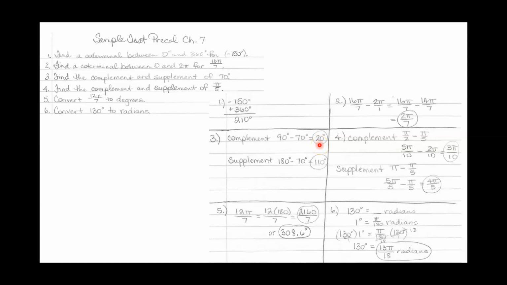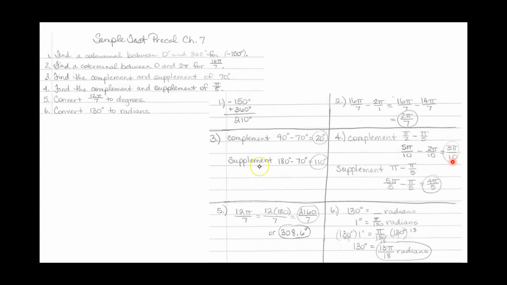So similarly on number 4, if I want to find the complement, the same thing, that 90 is pi over 2 in radians. So whereas over here I did 90 minus the angle they gave me, here I want to do pi over 2 minus the angle they gave me. And again, I'm going to need a common denominator for 2 and 5, and then I can subtract.